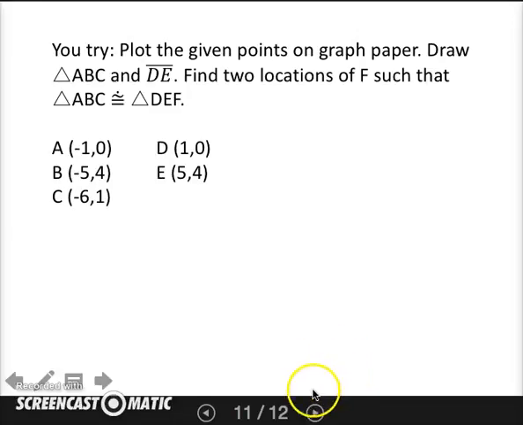You try one. Plot the given points on graph paper. Draw triangle ABC and segment DE, and find 2 locations of F such that triangle ABC is congruent to triangle DEF.